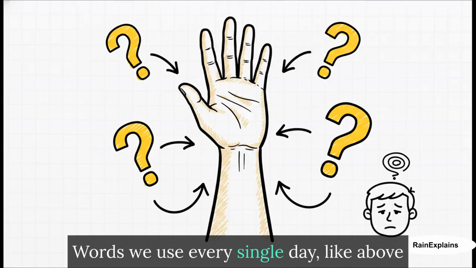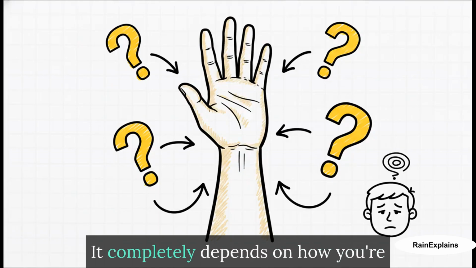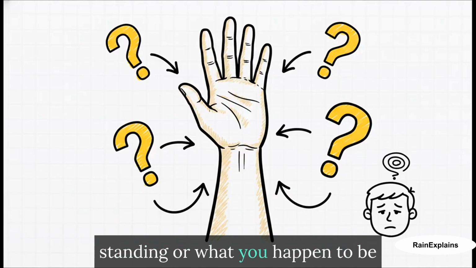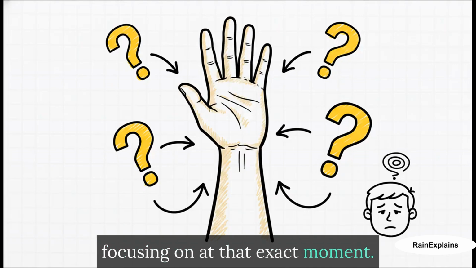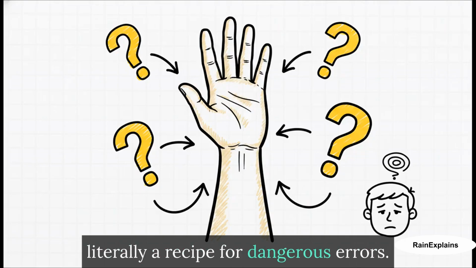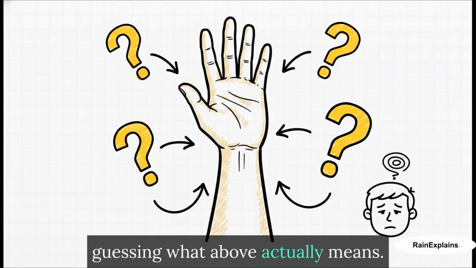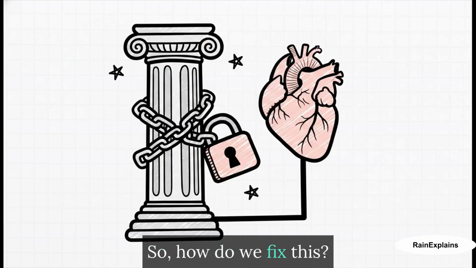Words we use every single day, like above or below or front, they're totally relative. It completely depends on how you're standing or what you happen to be focusing on at that exact moment. And in a medical setting, that gray area is literally a recipe for dangerous errors. We absolutely cannot have a surgeon guessing what above actually means. So how do we fix this?